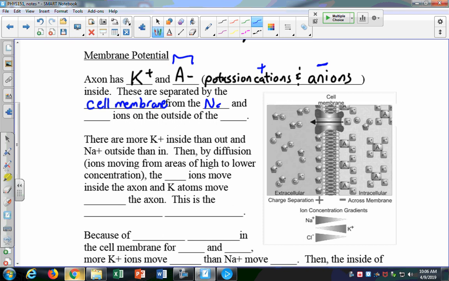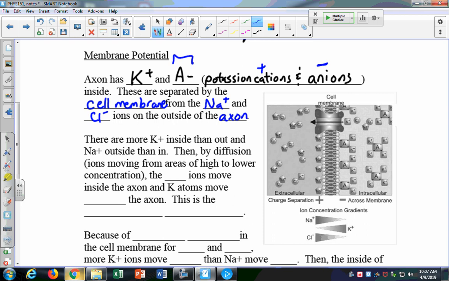From the sodium and chlorine ions on the outside of the axon. And I've printed a figure in your book. So here are your potassium cations and your anions, and over here you have the sodium cations and the chlorine anions. So they're sort of in between the cell membrane. This is inside the axon, and this is outside the axon. These are all moving in a direction that's perpendicular. They're going to move back and forth across the cell membrane, but in a direction that's perpendicular to the length of the axon.